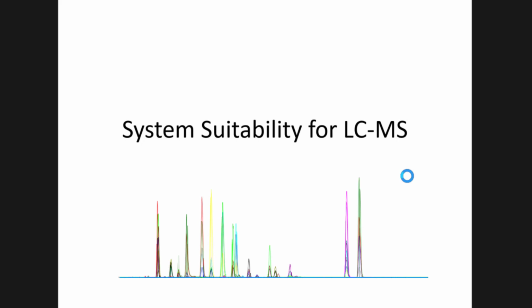This morning, we'll be focusing on system suitability for LC-MS. I'd like to take a poll. How many people run system suitability samples or something like that to make sure your LC-MS integrated system is working as you expect?